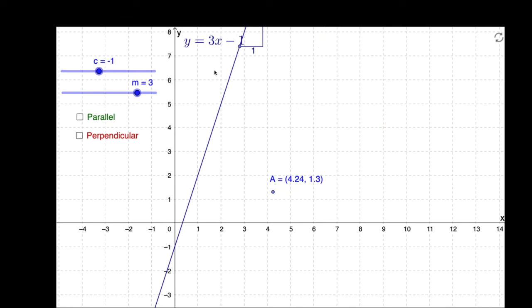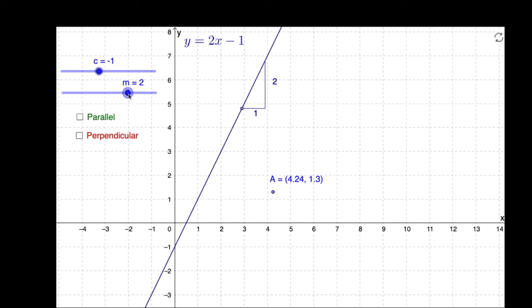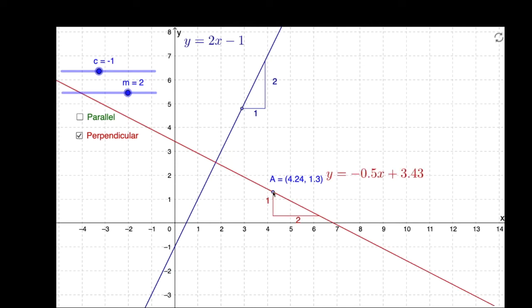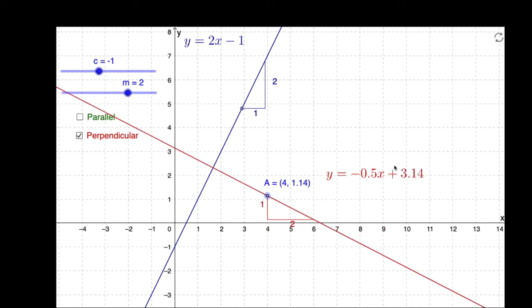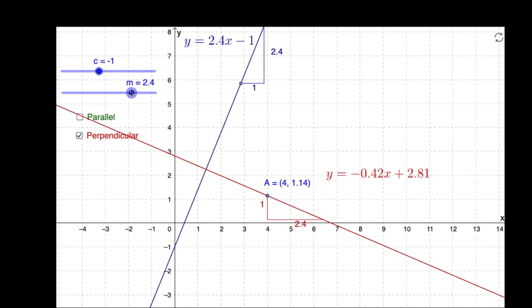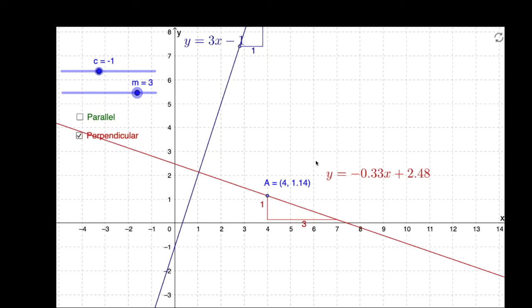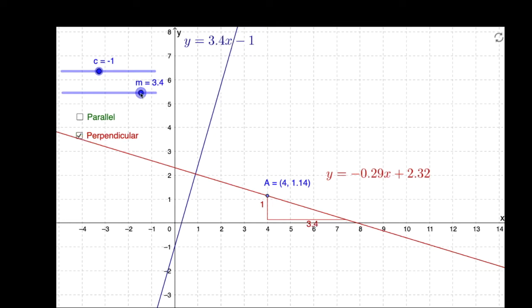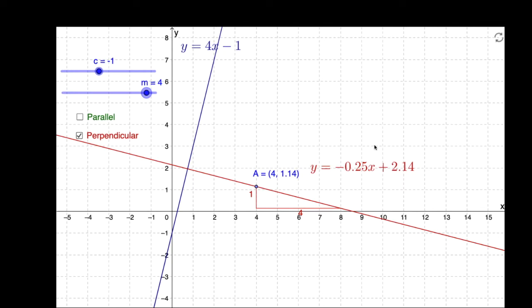The next thing that's pretty tricky is perpendicular lines. Perpendicular lines might not be as simple to spot. If I click perpendicular here, it doesn't matter where I change this to, I get this gradient here, which is negative 0.5. If I change m to, let's say, 3, I get minus 0.33. And if I change it to 4, I'm going to get negative 0.25. Now I'm going to explain why that is.